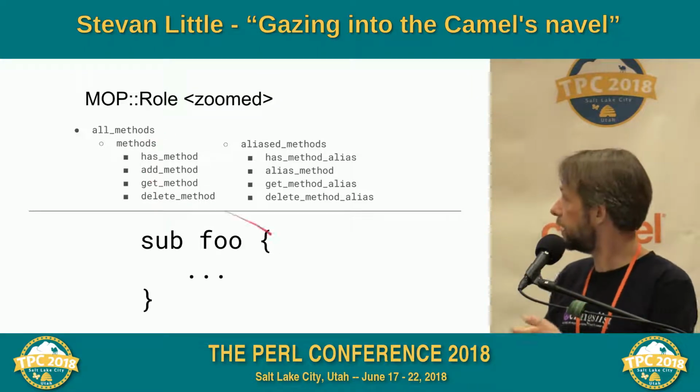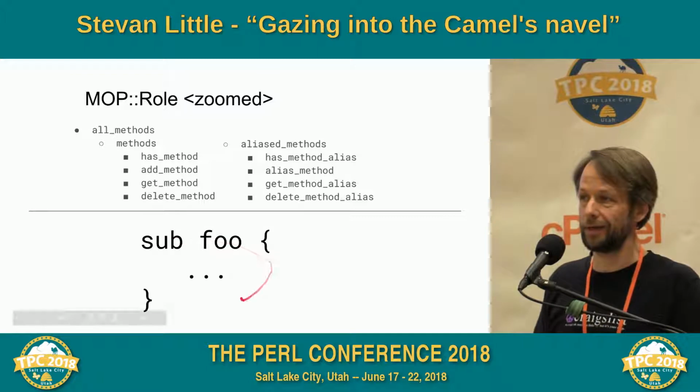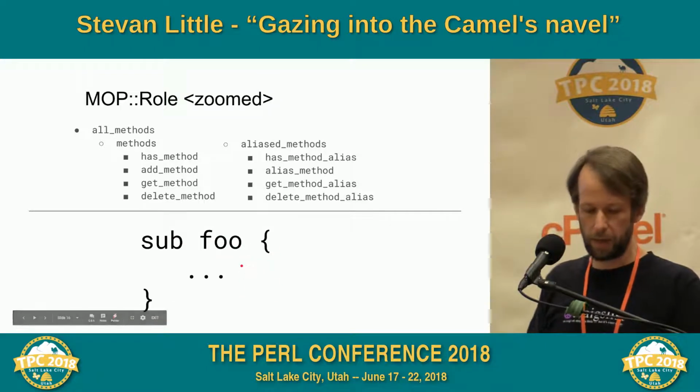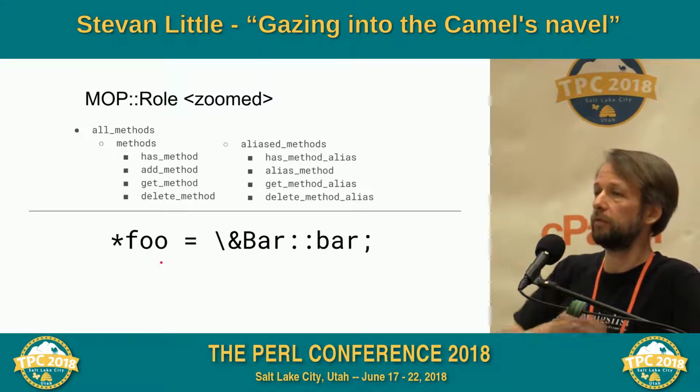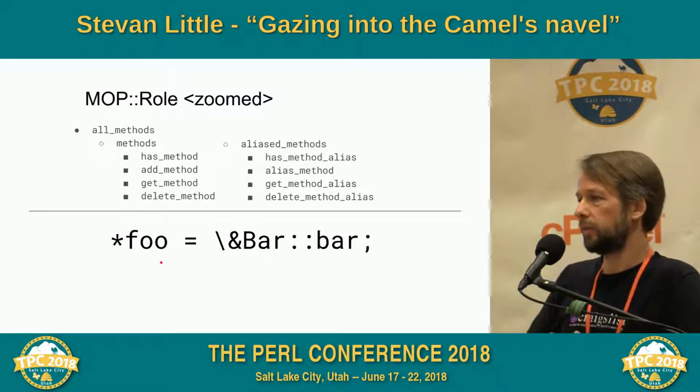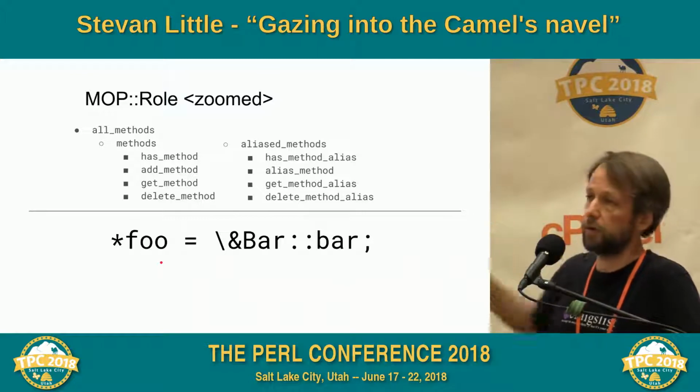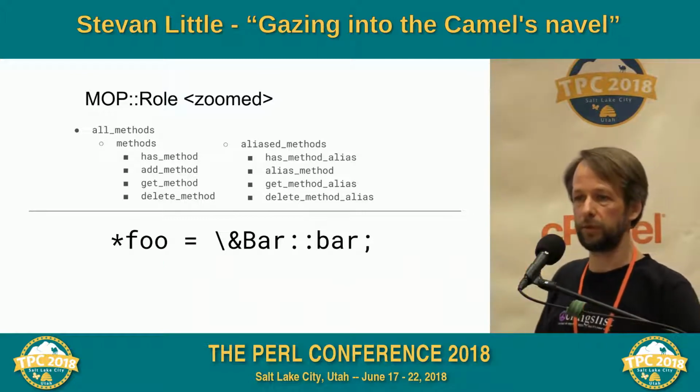So this is an example of a regular method because you define it in your class, no problem. But an alias method would be something, again similar to the slot, coming from another package. So either as a product of role composition or a product of your own fiddling with this low-level MOP right here.